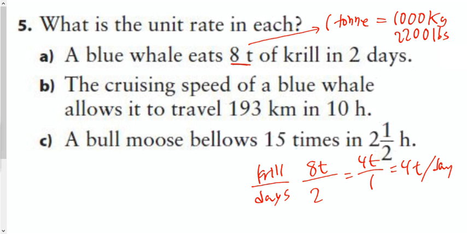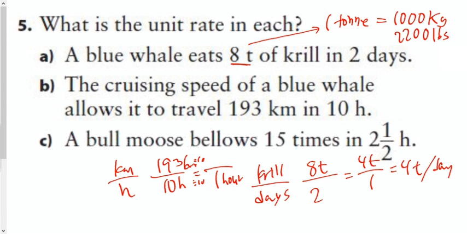You might be able to do the second one in your head as well. The cruising speed of a blue whale, a lot of blue whale questions, allows it to travel 193 kilometers in 10 hours. So we know from experience in our last one, we're going to use distance to time. You could do time to distance, but we're going to put 193 over 10 hours. And I can do this in my head because when I divide by 10, I simply move the decimal place in my number one place over. It's going to be 19.3.